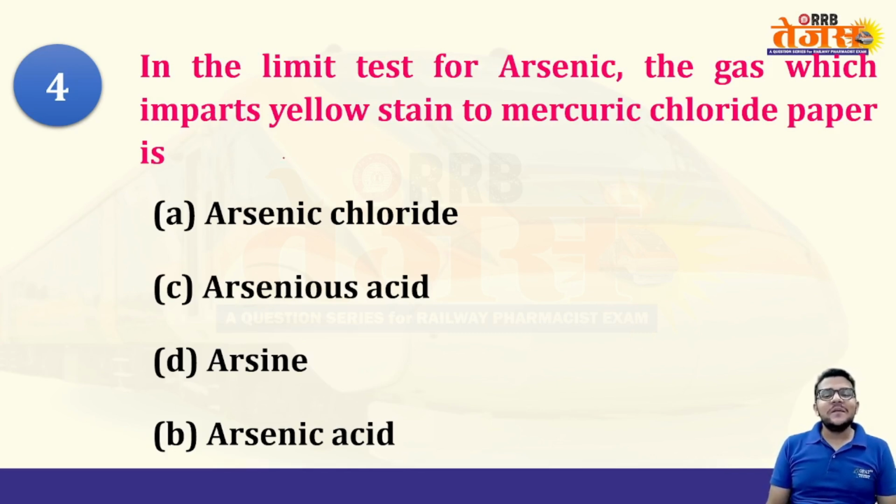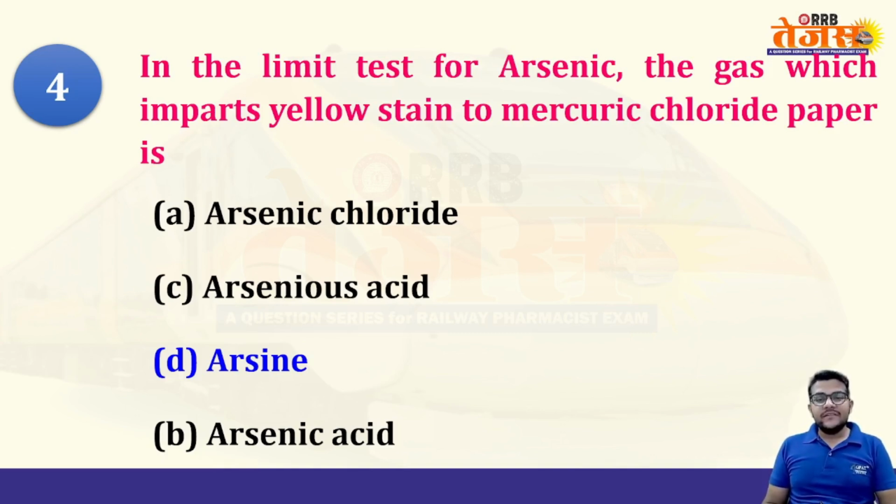So next question for you: in the limit test for arsenic, which gas imparts a yellow stain to mercuric chloride paper? You can scroll YouTube and find videos on the limit test. In the Arsenic limit test, the gas which imparts a yellow stain on mercuric chloride paper is arsine gas. So arsine gas is what imparts the yellow stain on your mercuric chloride paper.